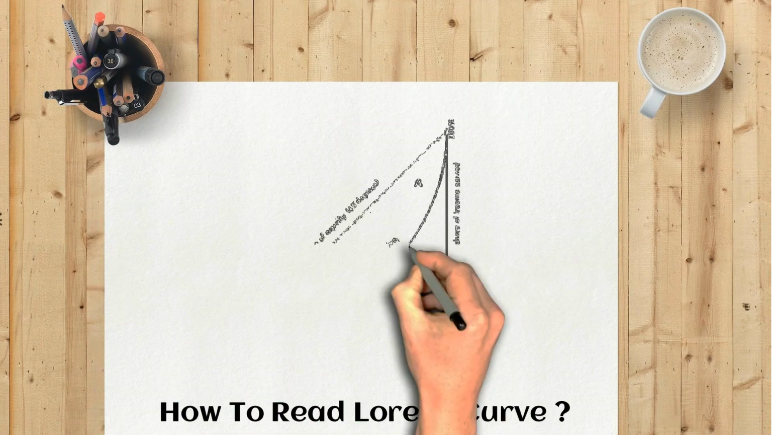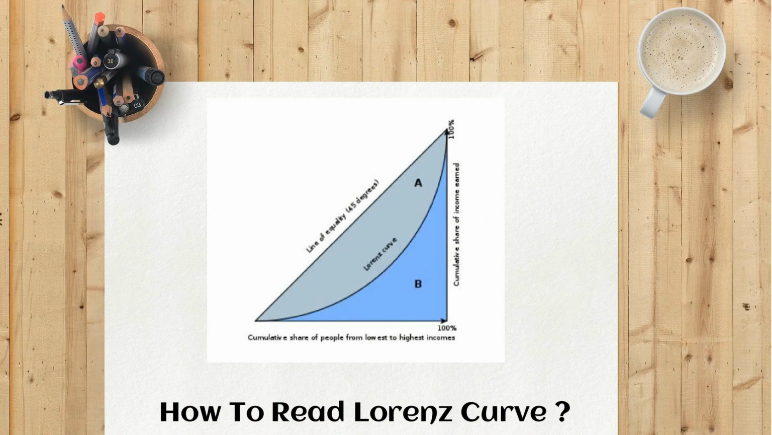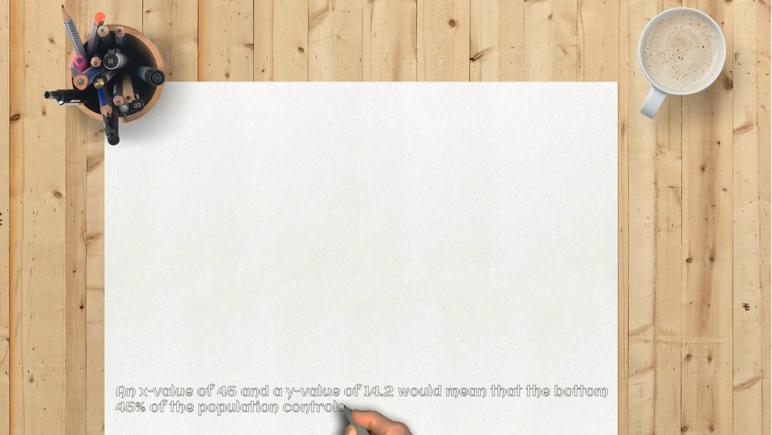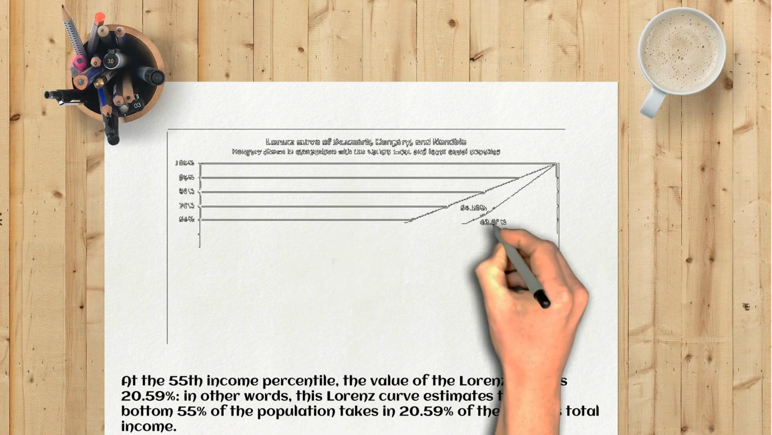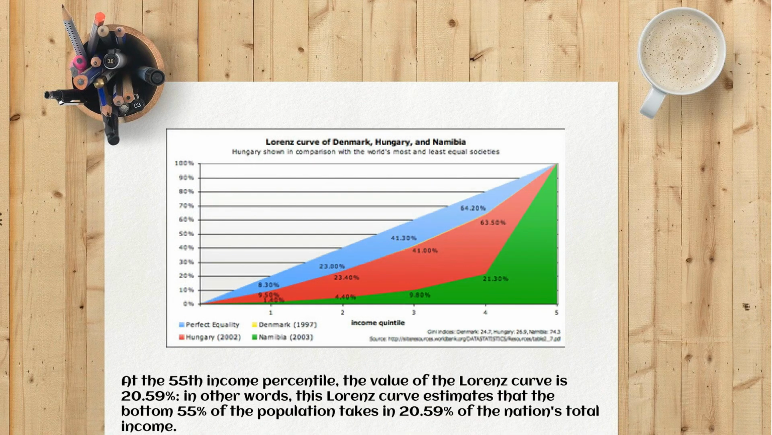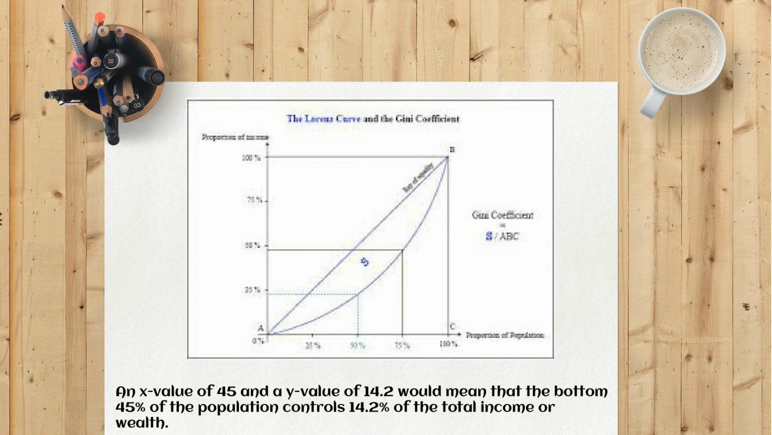How to read Lorenz curve? An x value of 45 and a y value of 14.2 would mean that the bottom 45% of the population controls 14.2% of the total income or wealth. At the 55th income percentile, the value of the Lorenz curve is 20.59%. In other words, this Lorenz curve estimates that the bottom 55% of the population takes in 20.59% of the nation's total income.